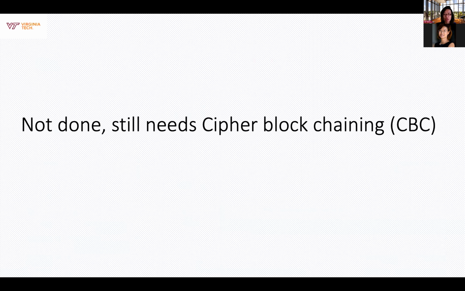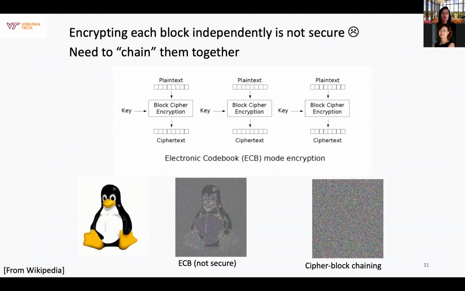There's a concept called Cipher Block Chaining, CBC. Before that, we show this gray image of a penguin using electronic codebook mode, which is not secure, because each block is encrypted separately, independently.